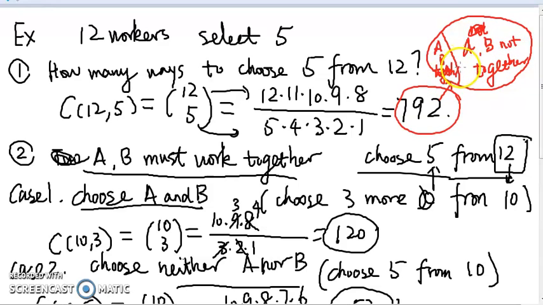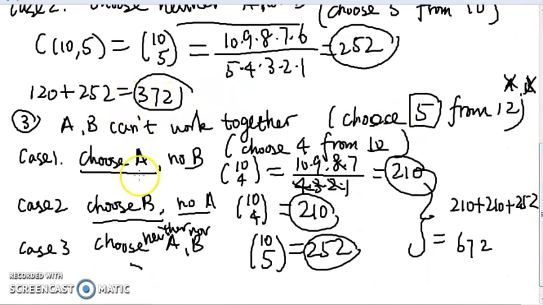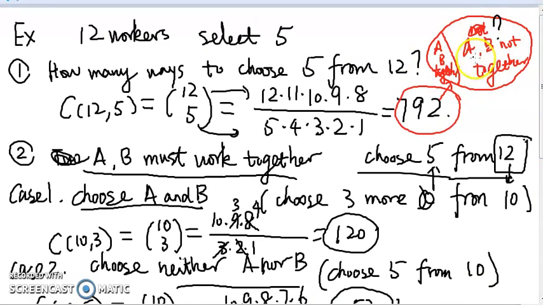Because any selection will be either A, B together or A, B not together. So if we put all the ways of A, B together here, then the rest of them will be A, B not together. So in question 3, because they refuse to work together, we want to find how many ways there are when A, B are not working together. As you can see, we have 3 cases to do: we only have A, no B; we only have B, no A; or we have no A, no B. But as you can see from the picture, it's exactly the opposite of A, B together.